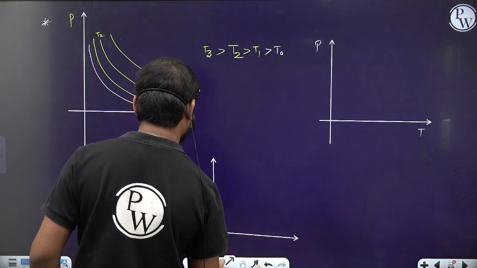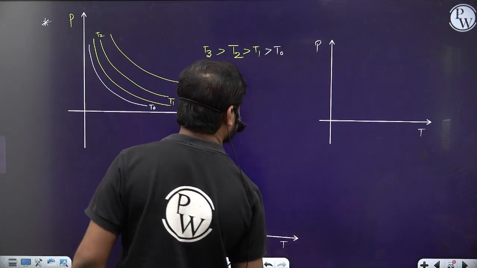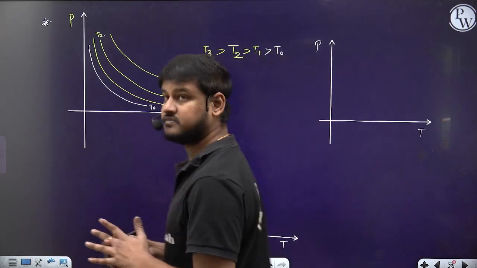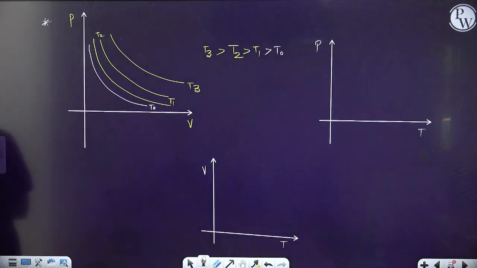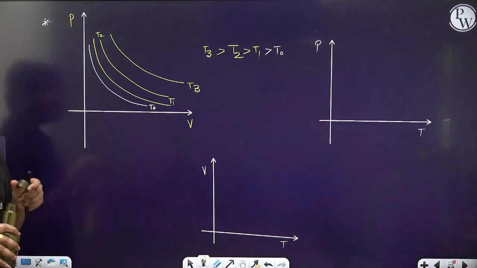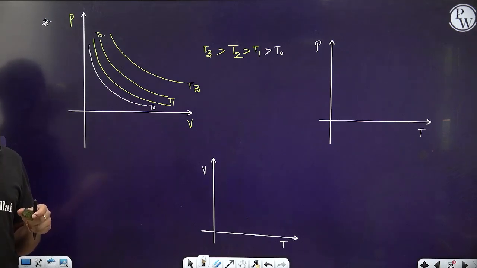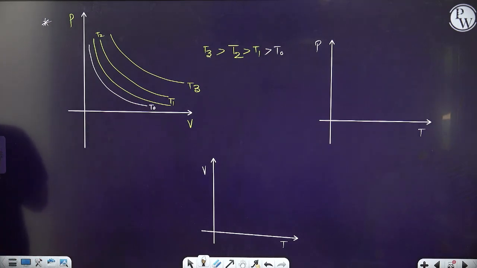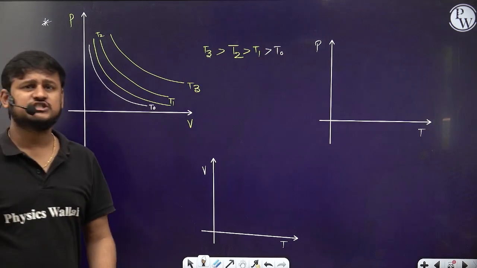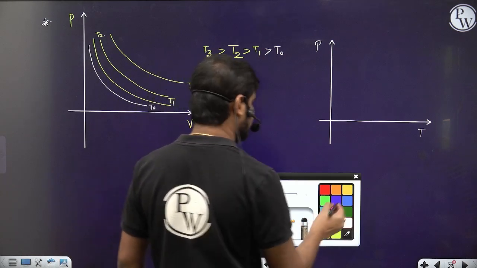So you guys draw it. The V versus T curve and the P versus T curve. Draw it first, quickly. Simple one. As the temperature increases, what happens to the volume? The temperature is constant, sorry.